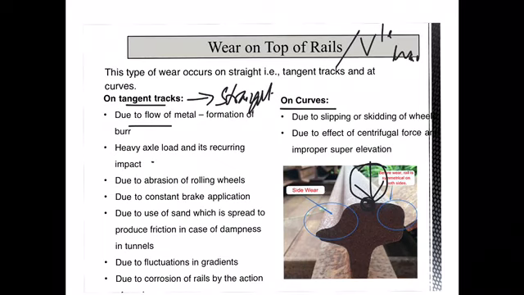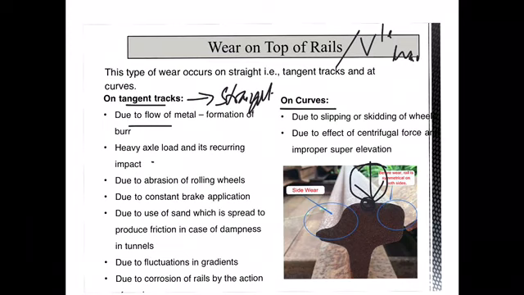And also, the recurring impact of the heavy axle load can cause wear on the top of the rail. And also, wherever there is frequent application of the brake, especially on the gradient, there are chances that rail wear occurs on the top. And also the abrasion of the rolling wheels, because of which, generally, the top of your rail gets worn out.